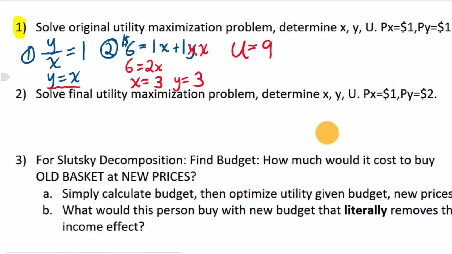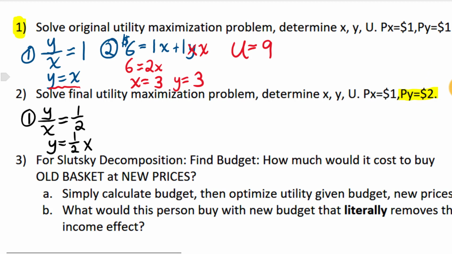Now, let's solve for the final utility maximization problem after the price of Y increases to $2. So we set up the same kind of problem here. First equation, marginal rate of substitution is Y over X. Set that equal to the ratio of the price of X divided by the price of Y. Now it's 1 over 2, or 1/2. And so now when we solve that for Y or X, we just get Y equals 1/2 X. They're going to buy half as much Y as they do X now because the price of Y went up to $2. So I'll call this the final consumption basket.